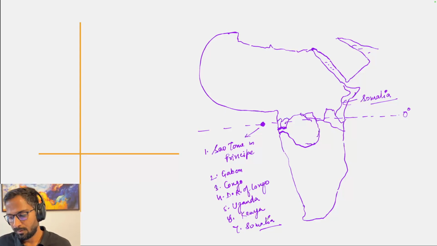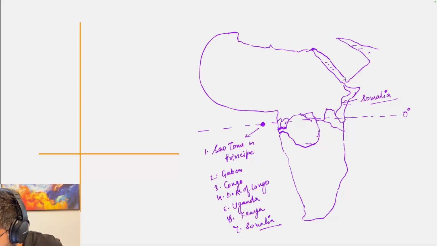So you need to look at the atlas once. Be sure to look at the atlas and then figure out these countries. It is not necessary that you remember everything, but if you draw them once or twice, then if you get a question, your subconscious mind will help you to solve the question.